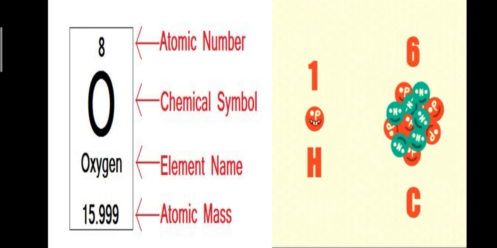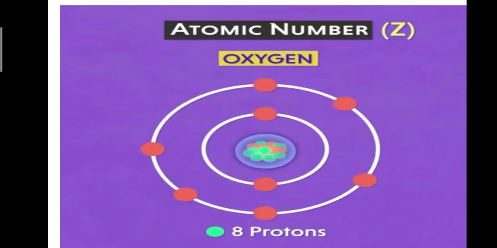Now here two more examples are there. Hydrogen is having 1 proton, so its atomic number is 1. Carbon is having 6 protons. So that's why the atomic number of carbon is 6. In this way, the atomic number is specified and given.